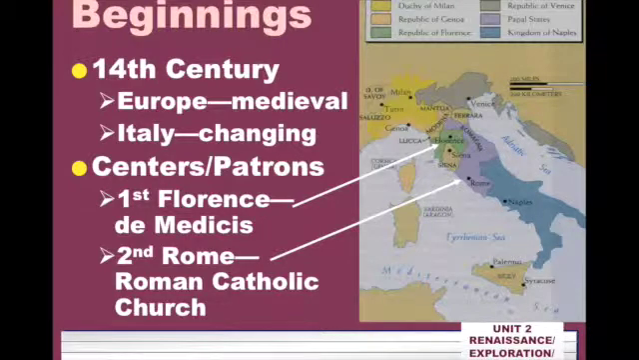The first is in Florence. You can see this map here. Florence was a small nation state, and they had quite a bit of money there. That was controlled by the Medicis. This is a banking family, an investment family that's going to control Florence for quite some time and give a lot of money to artists to produce beautiful works of art.